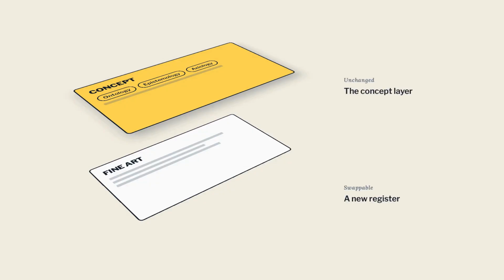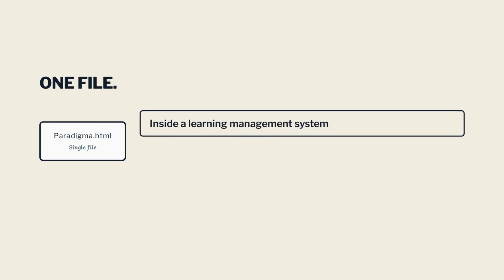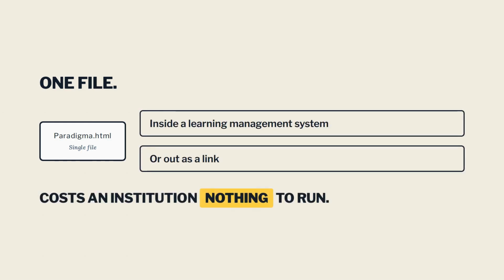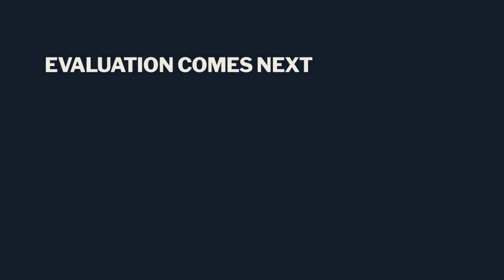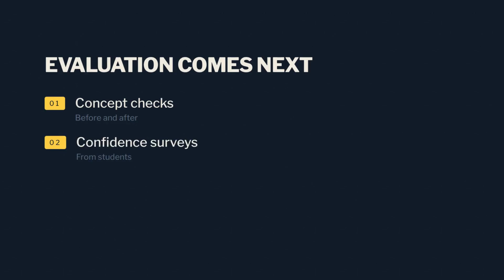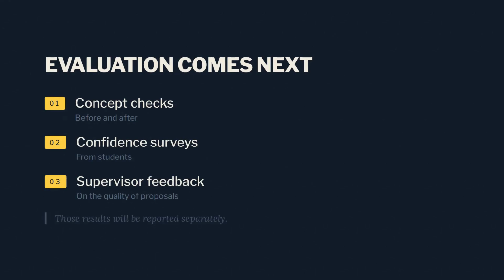That separation does one more thing. The architecture takes new registers. One can be written for music, engineering, or nursing without rebuilding anything underneath. And the whole application is a single file. It can sit inside a learning management system or go out as a link. It costs an institution nothing to run. Evaluation comes next. Concept checks before and after, confidence surveys from students, and feedback from supervisors on the quality of proposals. Those results will be reported separately.